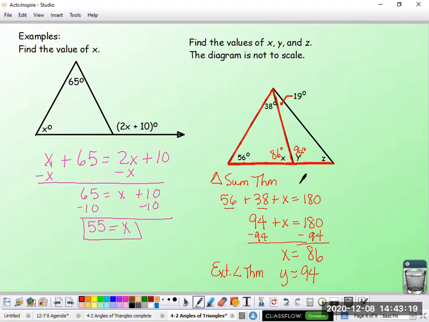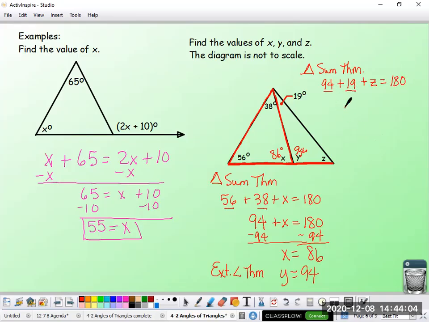That does not look like 94 degrees. So now to find z, we can just use the triangle sum theorem again. Or if you see that exterior angle, you can use the 86. But I'm going to use the triangle sum theorem. Sometimes it's just a little easier to see. So we can say 94 plus 19 plus z equals 180.